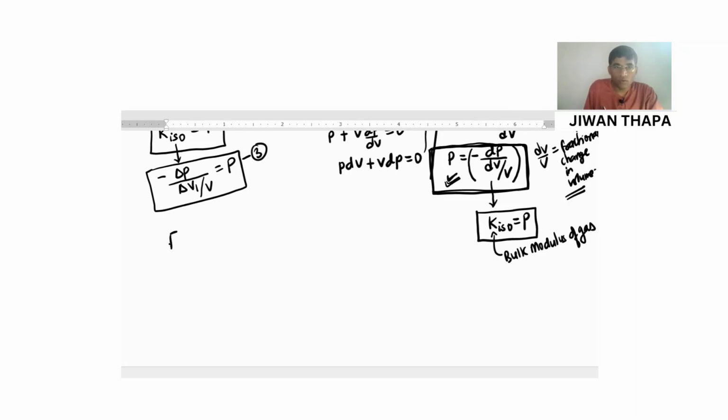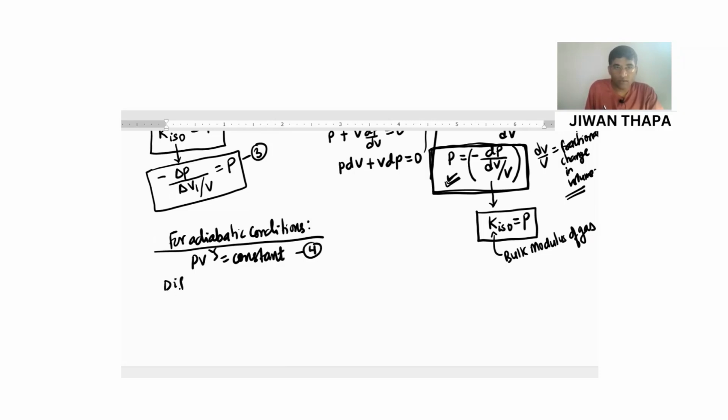Now for adiabatic conditions, we know for adiabatic condition PV gamma equals constant. Let us call it equation 4.